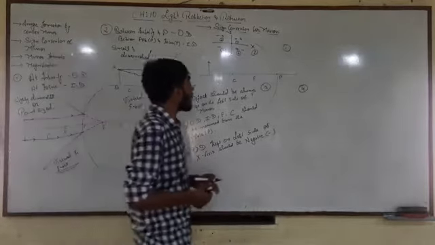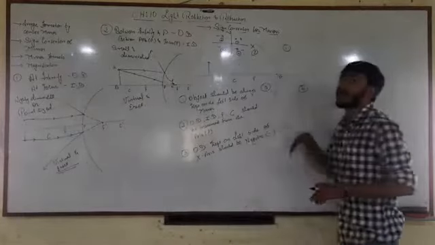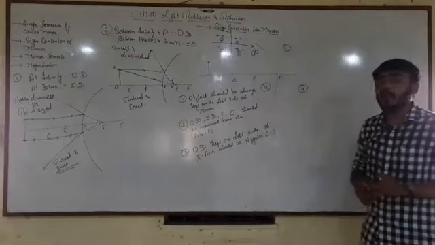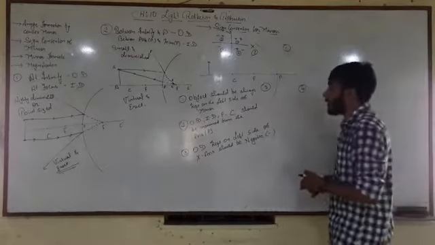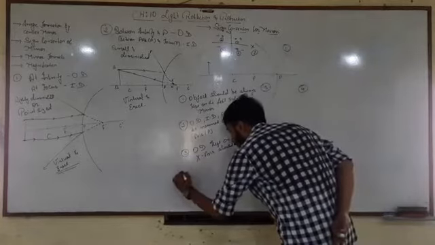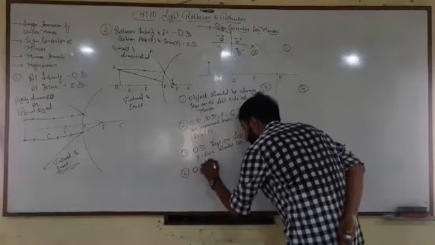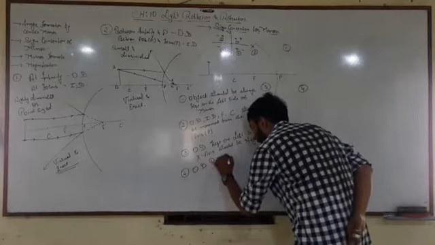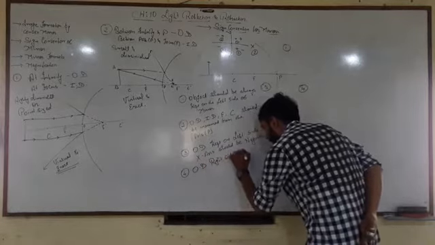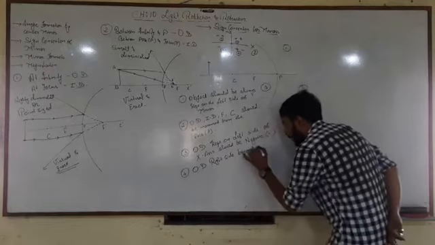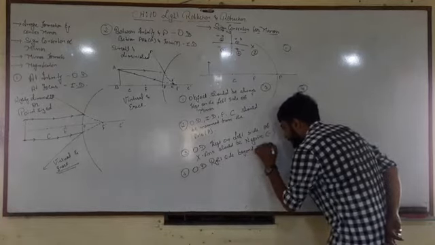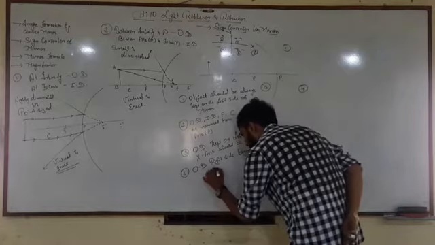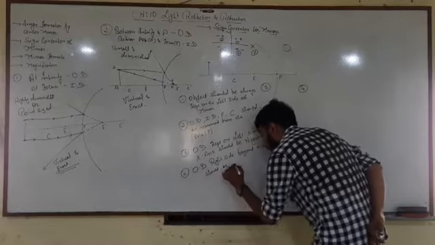And object distance kept on the right hand side beyond x-axis. This is your x-axis. Beyond that, that will be positive. The fourth point will be: object distance on right beyond x-axis should be positive.